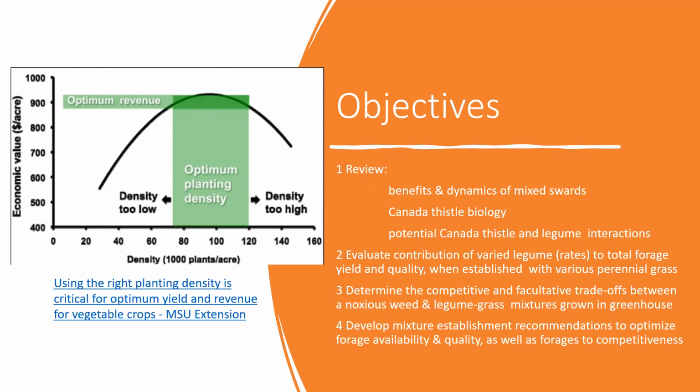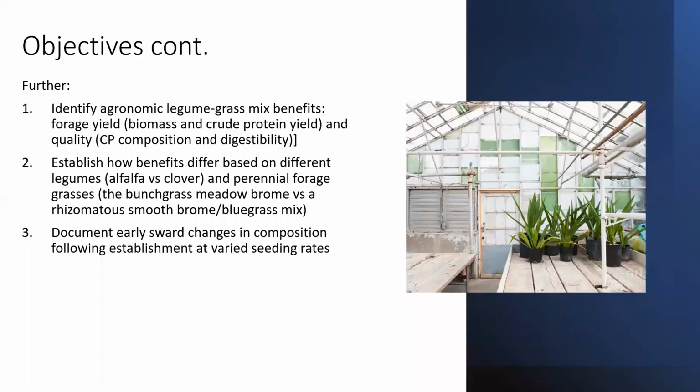Some of the other objectives were to determine the competitive and facultative trade-offs between a noxious weed and the legume grass mixtures while running the greenhouse. They also wanted to document early sward changes in composition following establishment at various seeding rates to identify agronomic and legume grass mixture benefits for yield and quality.